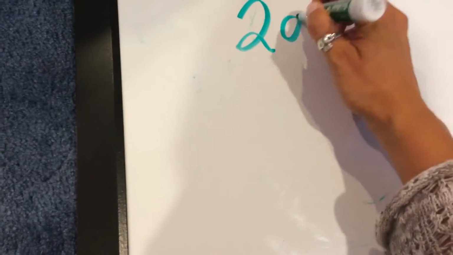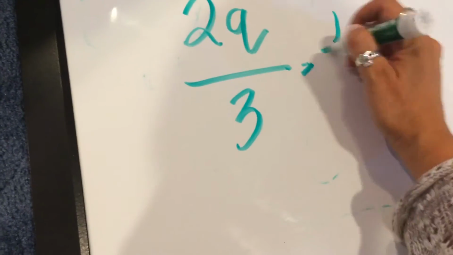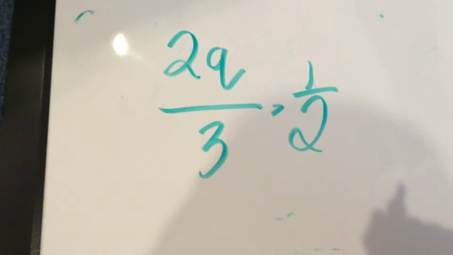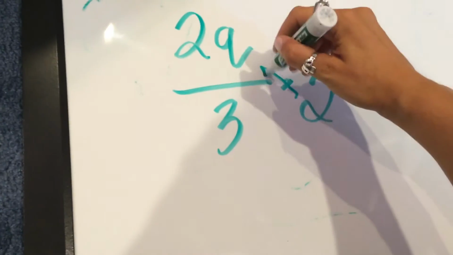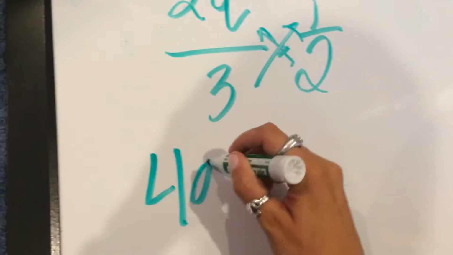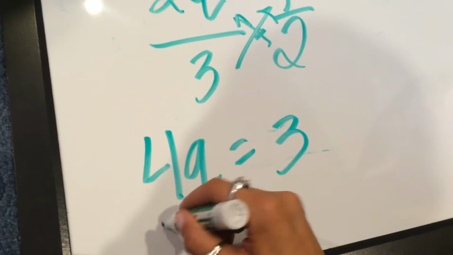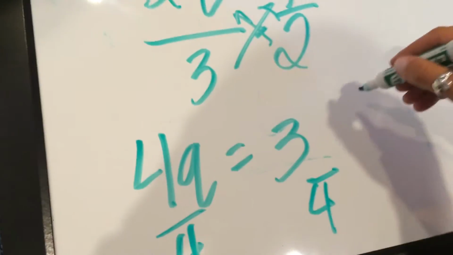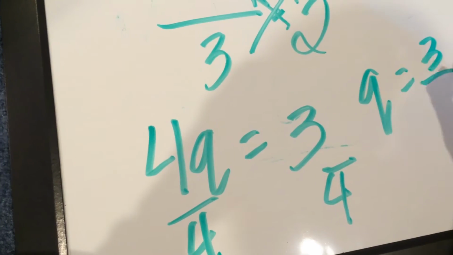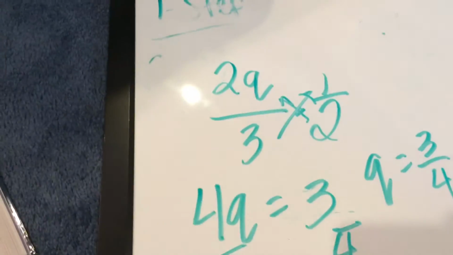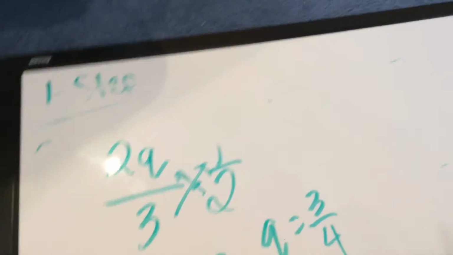Let's erase. Now if we are multiplying, oh yeah. So if I say I have 2q over 3 is equal to 1/2. Again, nobody likes fractions, so just cross multiply. So we're going to get 4q is equal to 3. Divide both sides by 4. Q is equal to 3 over 4. Done. So far, hope we are good.